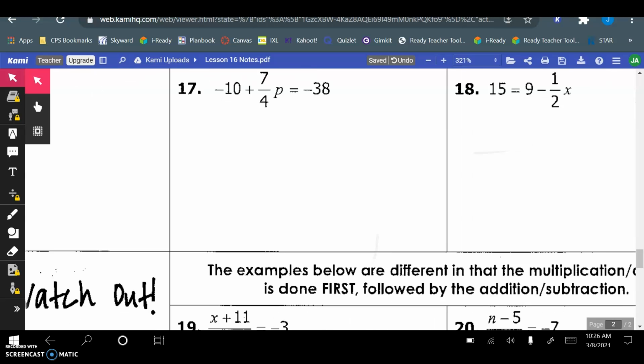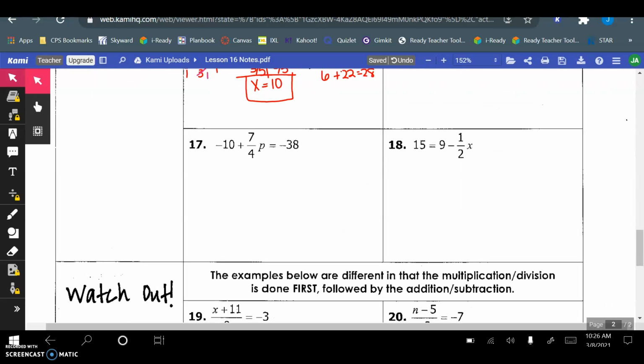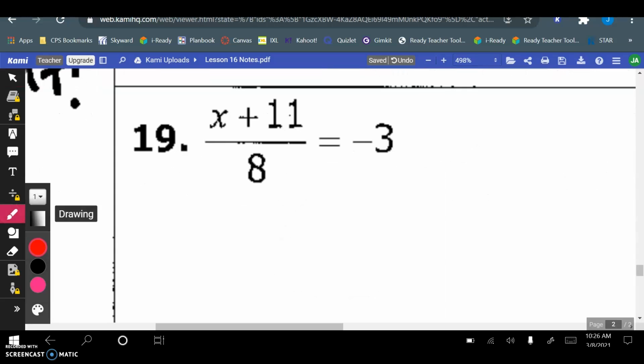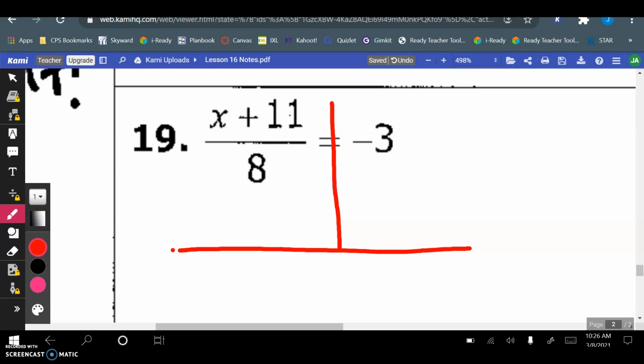Okay, this one, on the side with the variable, we have x plus 11 divided by 8. The farthest thing away from the x would be that divide by 8. So my first step is going to be multiply by 8. So the 8's cancel and we have x plus 11.